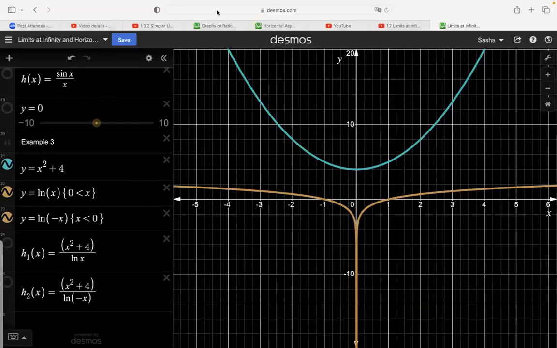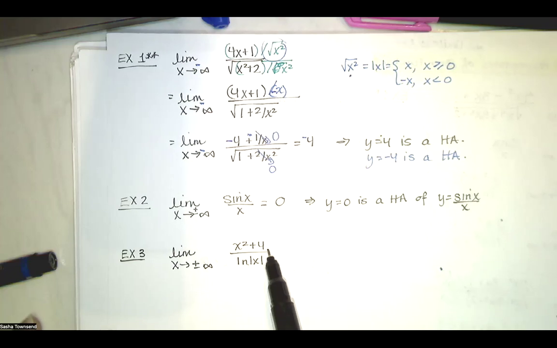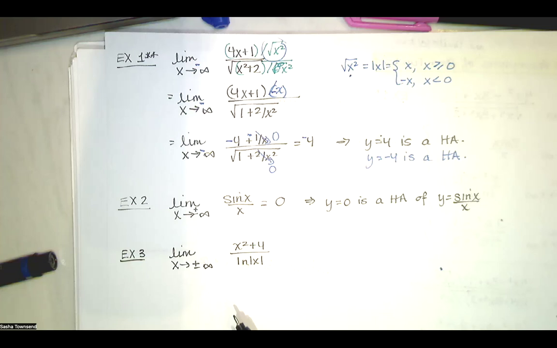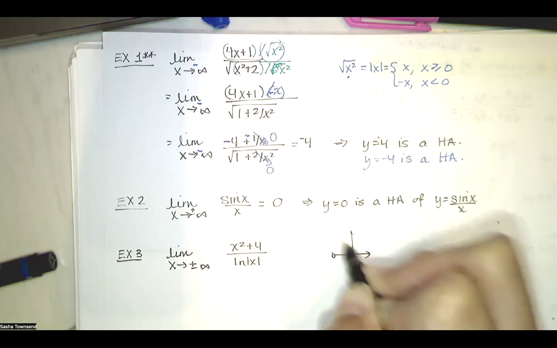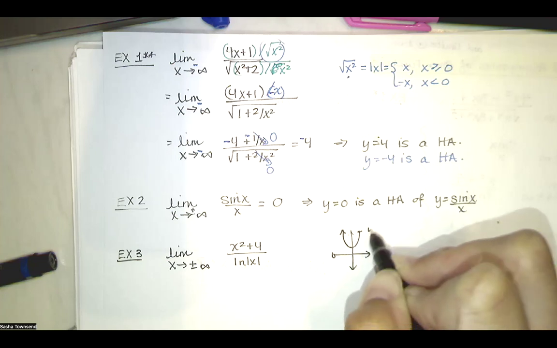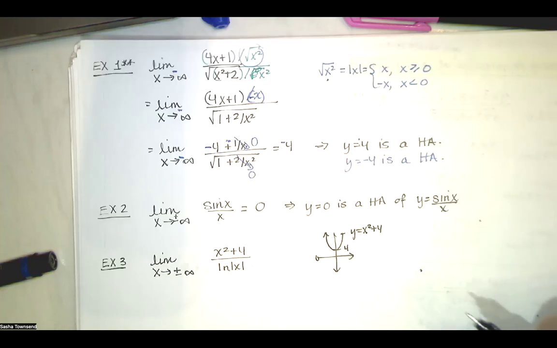Now this next example on paper is a little bit more challenging. I just made this up. I said, okay, I've got a polynomial x squared plus 4 in the numerator. I'm dividing by the natural log of the absolute value of x. And I'm interested in the behavior as x goes to positive or negative infinity. Well, a couple of things that we know. X squared plus 4 looks like this. It's just the graph of y equals x squared, shifted up 4 units.